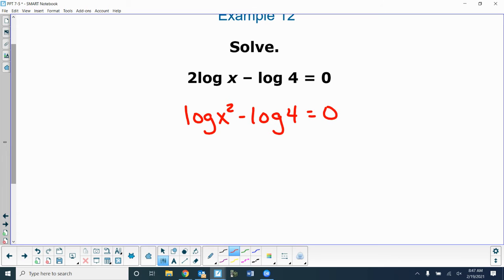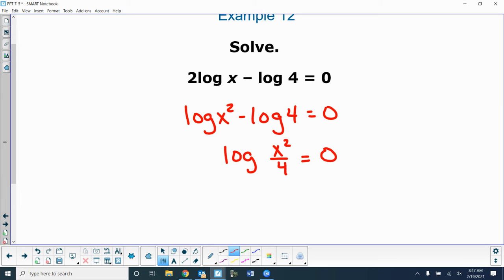Okay, and then make it a single log like this. Right? Yeah, how'd you get that? When you change it from multiple logs to single logs, it's subtraction. So what do you do? Divide. So what I did was divide x squared by 4.